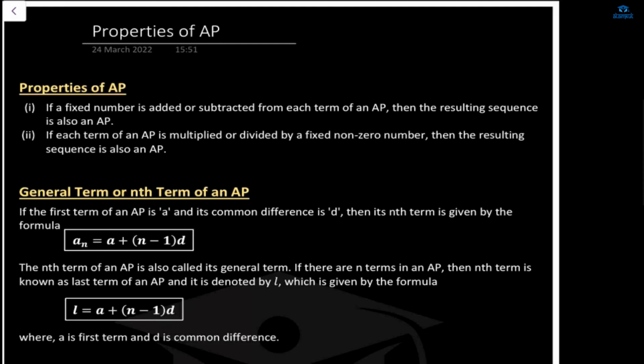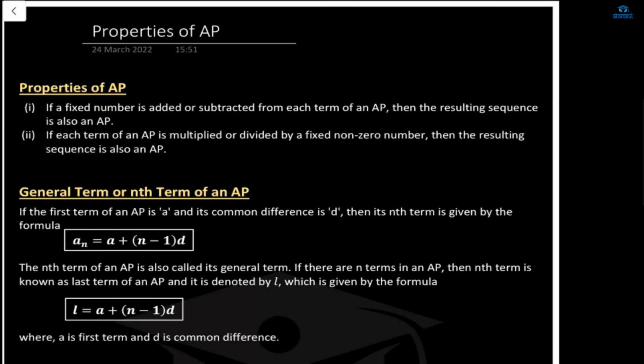Similarly, if each term of an AP, I'm emphasizing each term, not even a single term you have to leave, is multiplied or divided by a fixed non-zero number, then the resulting sequence is also an AP. Why is it written non-zero number? Because if we multiply with 0, the number will become 0, so the whole series will be 0. And if you divide by 0, it will become infinite. So it should be a non-zero number.